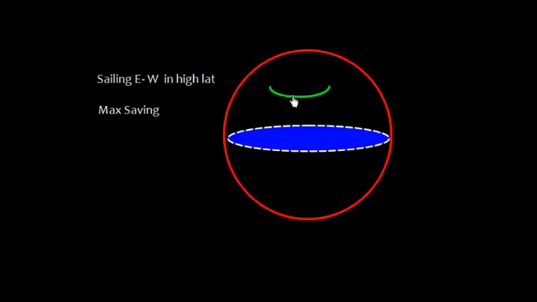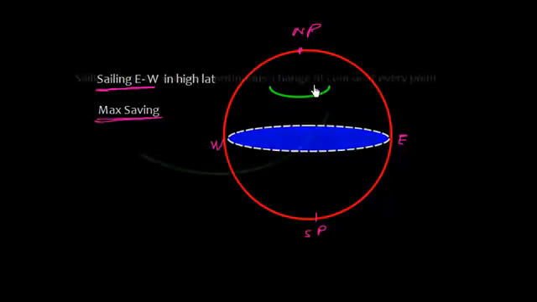Well, if you are sailing in high latitude and east-west direction, so this is east and this is west, and sailing in high latitude, this is say North Pole, and this is South Pole, then the saving is maximum. The difference between great circle distance and rhumb line distance is maximum.